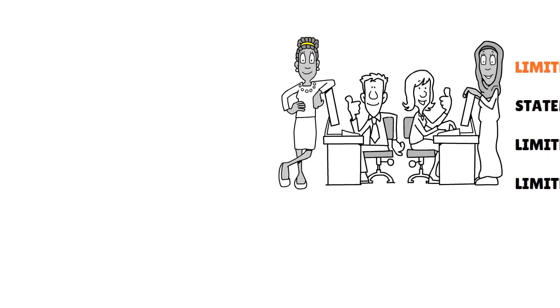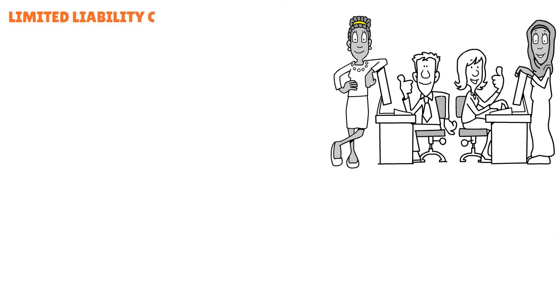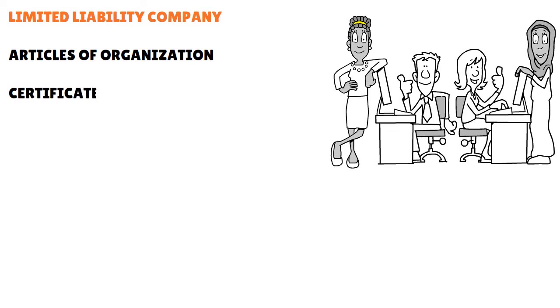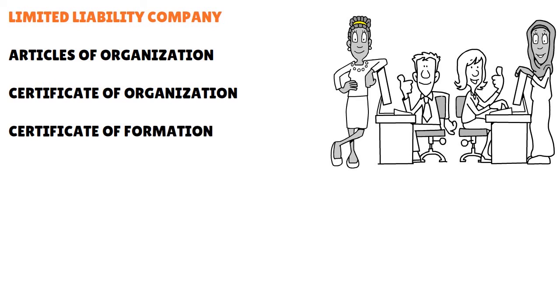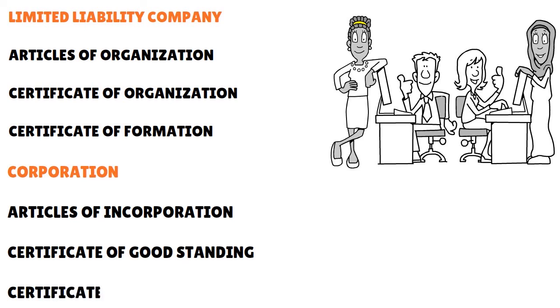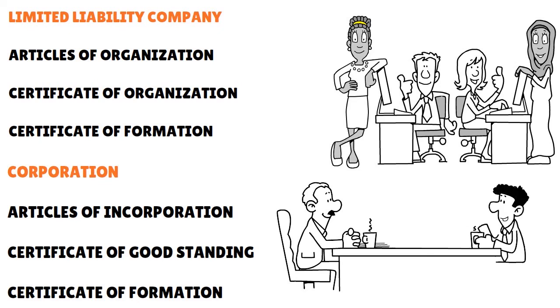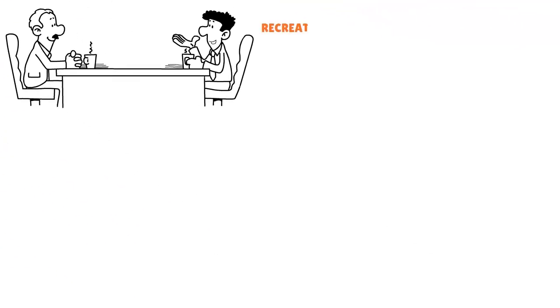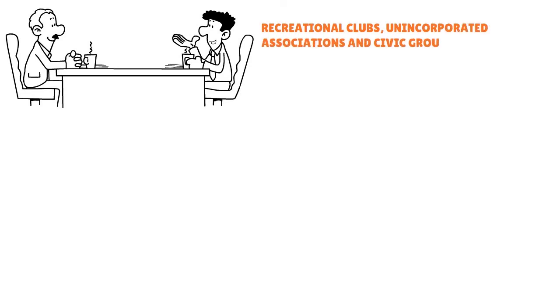For limited liability company, for LLCs, you will need one of the following original or certified business documents. This could be articles of organization, certificate of organization, certificate of formation. For a corporation, you will need one of the following original or certified business documents: articles of incorporation, certificate of good standing, certificate of formation.